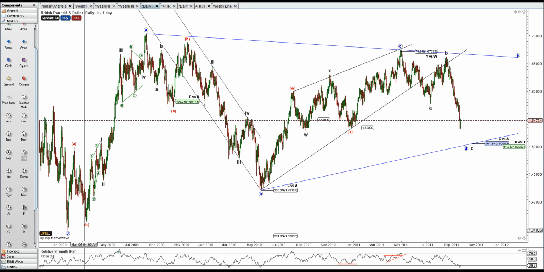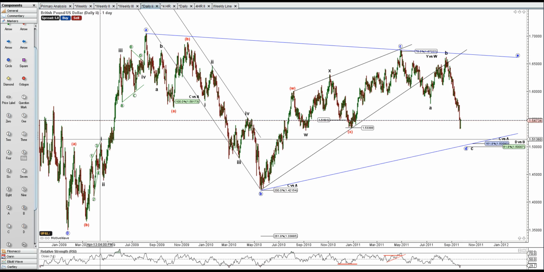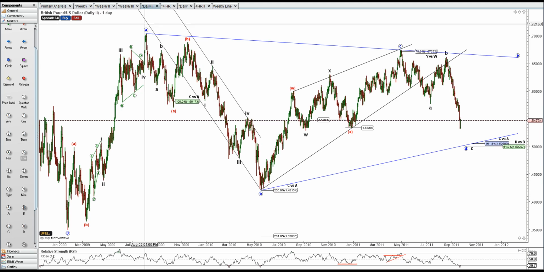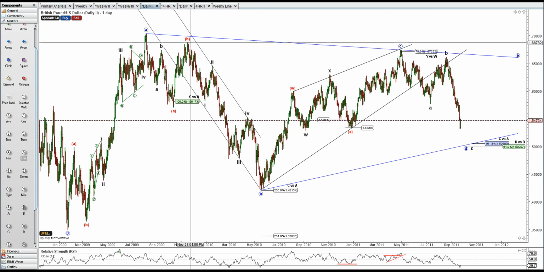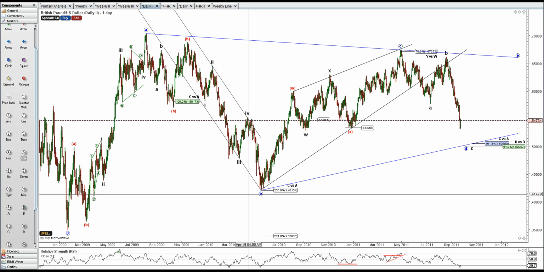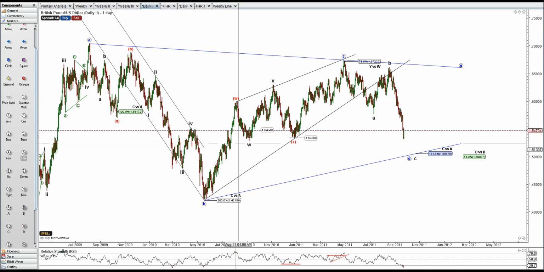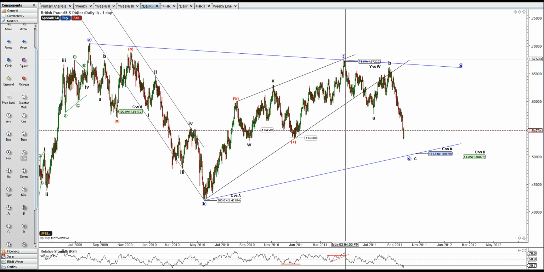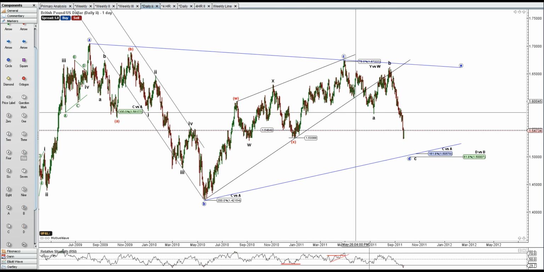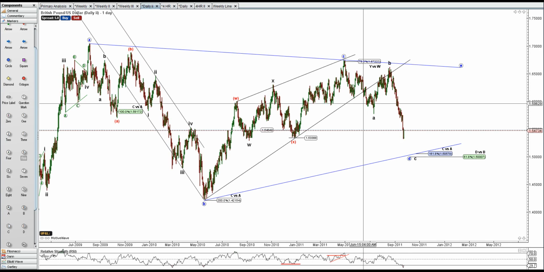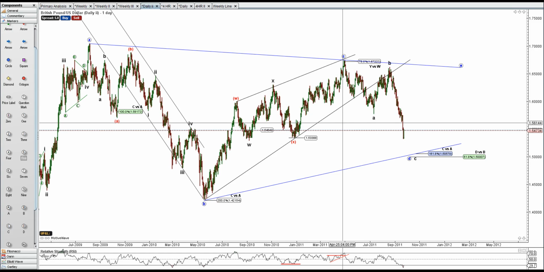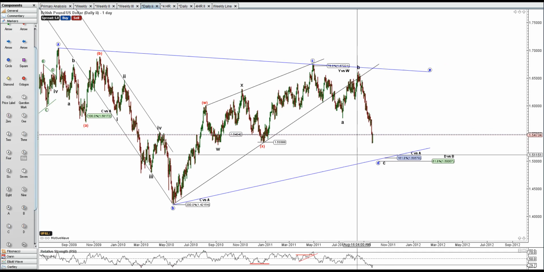I have an A, B, 1, 2, 3, 4, 5, leading diagonal 1, 2, 1, 2, 3, 4, 5 for 3, A, B, C, D, E for 4th wave, 5 up for A, and then A, B, C for A, B, 1, 2, 3, 4, 5 for B, and then W, WXY for X, and then a Y up for C. Nice little rising wedge. And then A, B, C, or WXY, whichever you prefer for A, B, and we're working on C down.